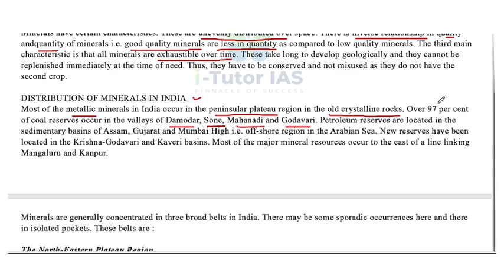Over 97% of coal reserves mainly occur in the valleys of Damodar, Son, Mahanadi and Godavari. Petroleum reserves are located in the sedimentary basins of Assam, Gujarat and Mumbai High, that is the offshore region in the Arabian Sea. They are the main sources of petroleum reserves. New reserves have been located in the Krishna Godavari and Kaveri basins. Most of the major mineral resources occur to the east of a line linking Mangaluru and Kanpur.